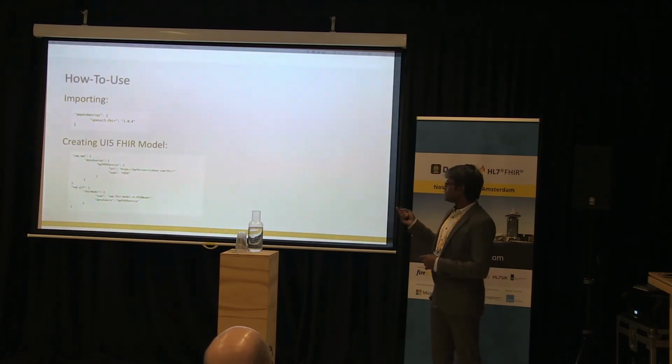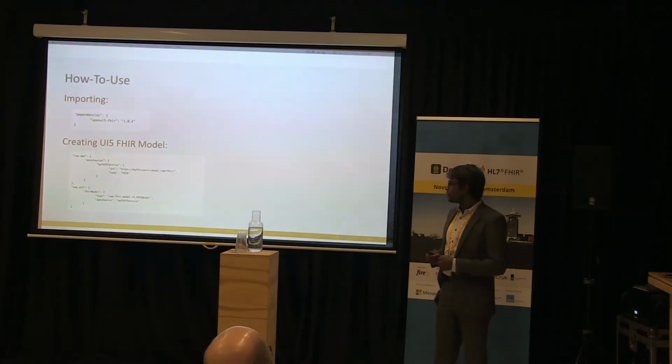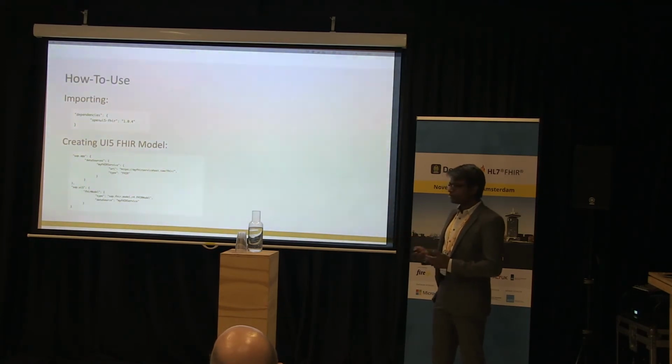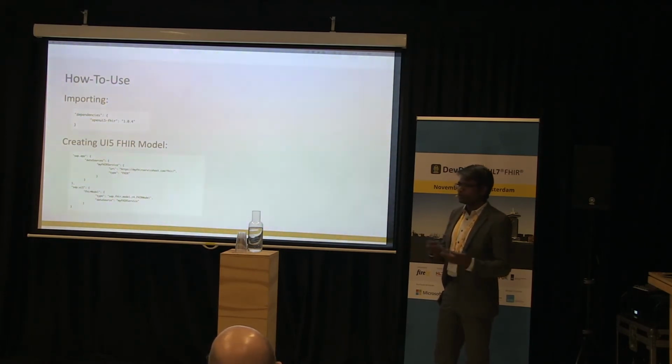This is a set of lines that you need to add as part of your SAP UI5 manifest JSON, which I will also show on GitHub, how you can do that. All you have to do is point to the FHIR repository, the FHIR server API, where you have your backend, the FHIR server, and then also mention which version you are using. With this, you are already creating a UI5 model which is ready to talk to your FHIR server.